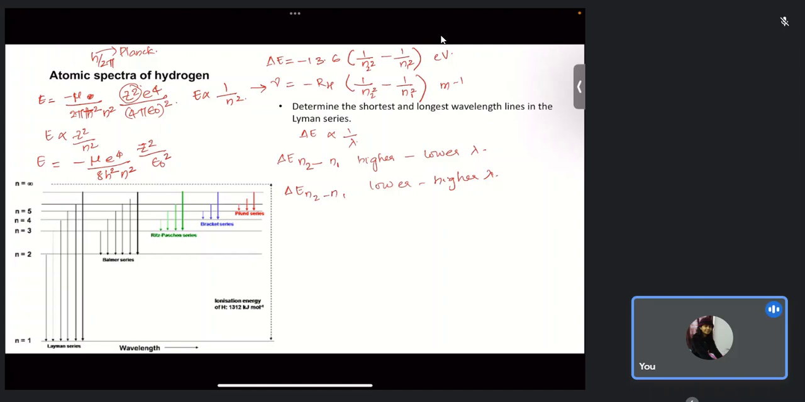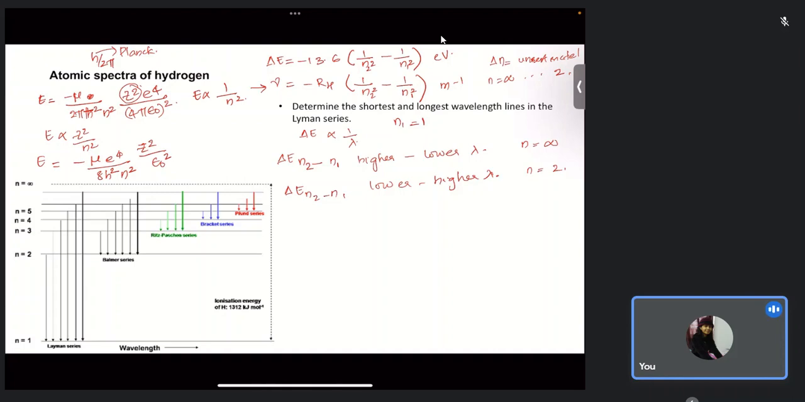For the Lyman series, n1 is always equal to 1. For the lower lambda, n2 can be anything, right? According to the selection rule, delta n is unrestricted. So for the Lyman series, it can go between n equal to infinity and n equal to 2. The energy gap between n2 and n1 is higher when n is infinity, and lowest when n is equal to 2.